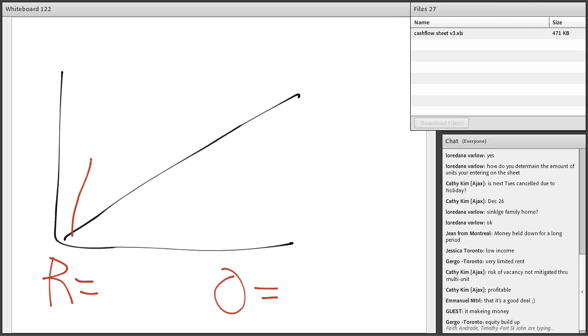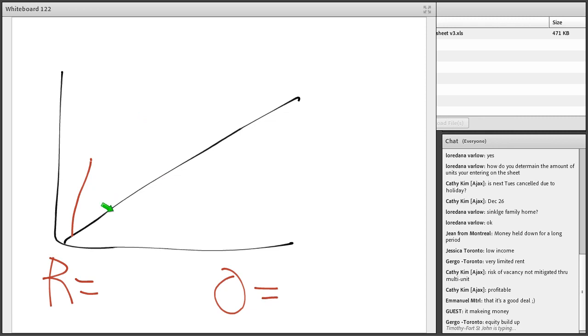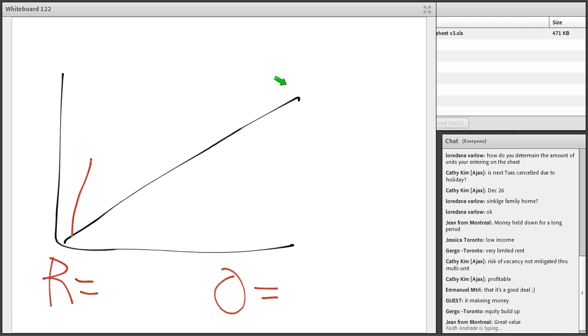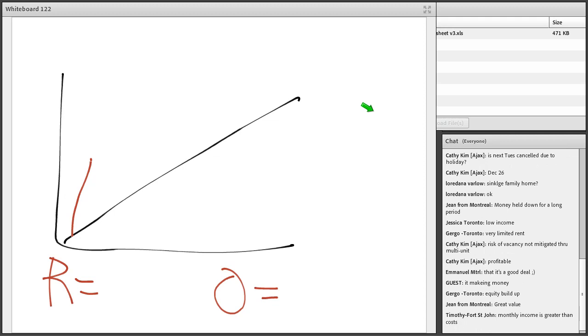Now think about it. This line right there is the cash flow line. So if that's the cash flow line, what does it mean? I'll explain it, because the graph doesn't give you a lot of information, but if it's above the cash flow line, that means properties are cash flowing as they are. Monthly income is greater than cost. Excellent, Timothy. That makes this cash flow.